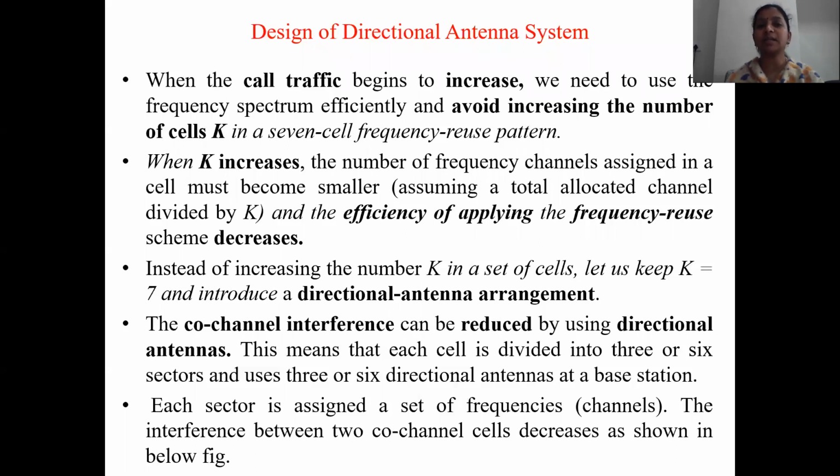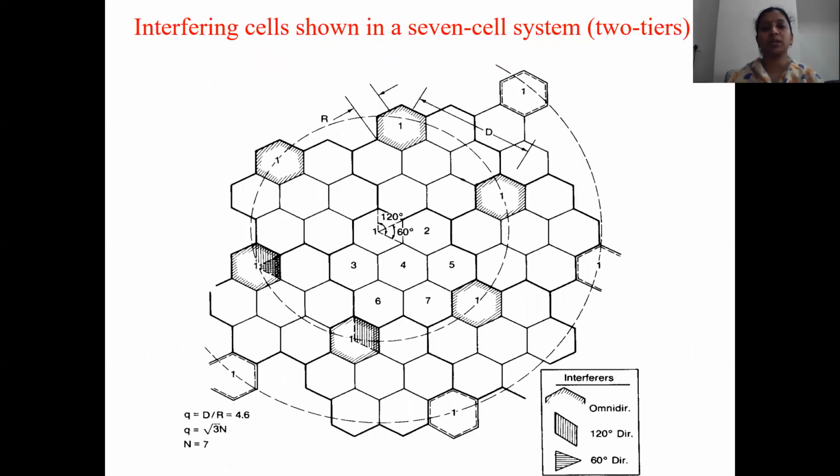So instead of increasing the number K in a set of cells, let us keep K equal to 7, and we are introducing the concept of directional antenna arrangement. The co-channel interference can be reduced by using directional antennas. This means that each cell is divided into 3 or 6 sectors and uses 3 or 6 directional antennas at a base station. Each sector is assigned a set of frequencies or channels. The interference between co-channel cells decreases, as we are showing in the figure below.